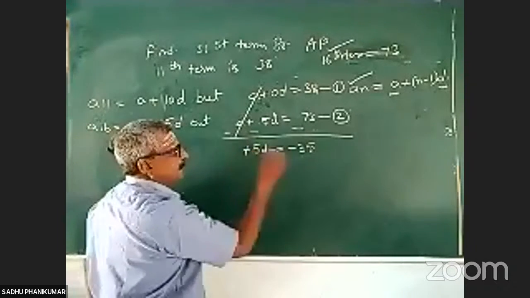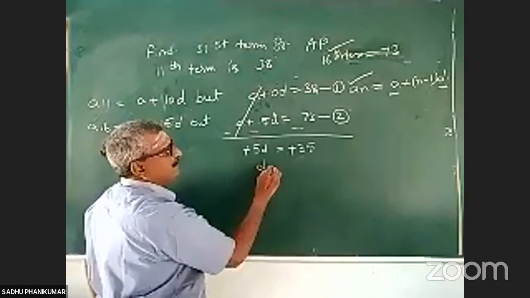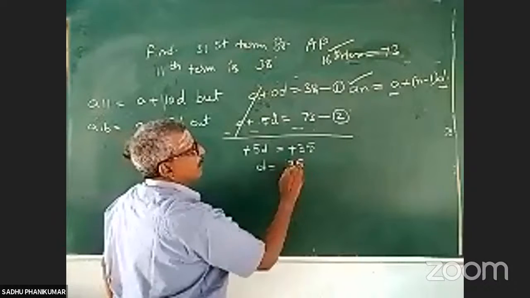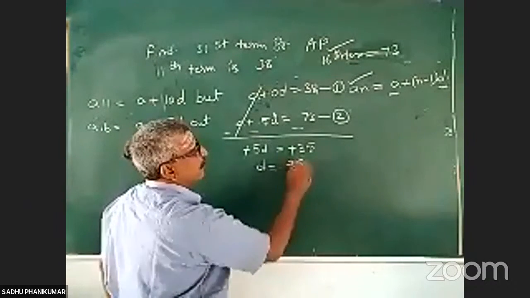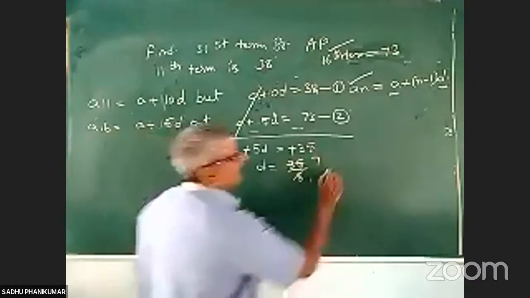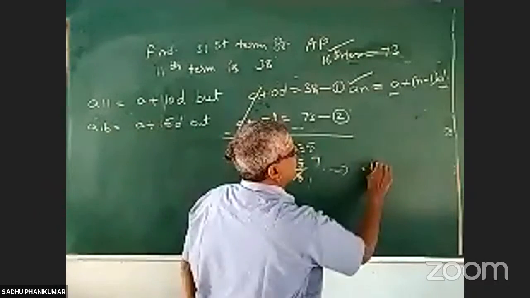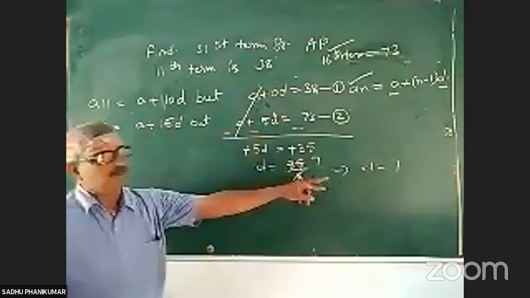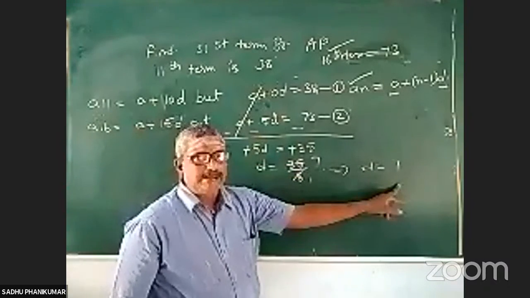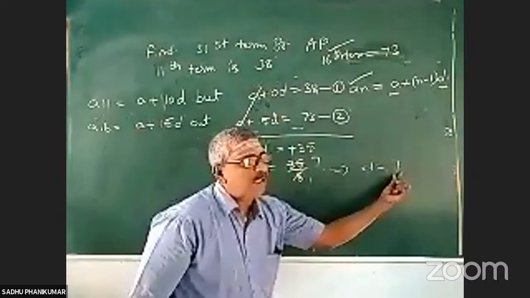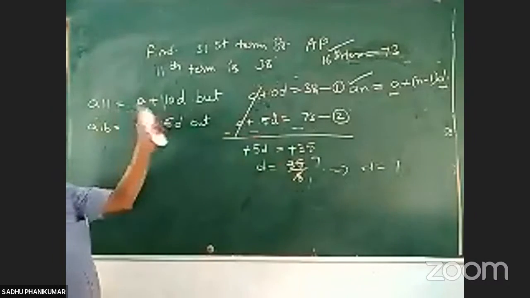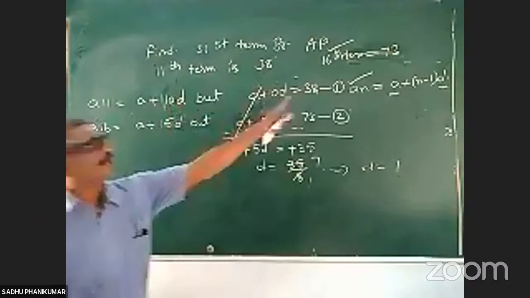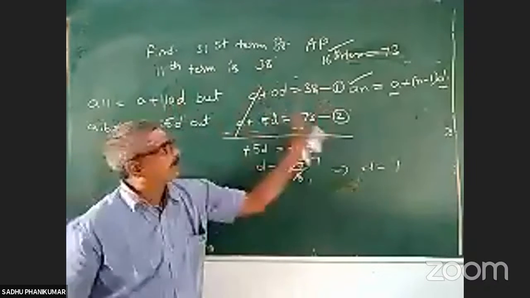So this minus symbol will be cancelled. So D is equal to 35 by 5. 5 sevens are 35. That implies D is equal to 7. We know now the value of D. Now what am I doing? I am substituting the D value in any one equation, equation number 1 or 2, whichever it may be.